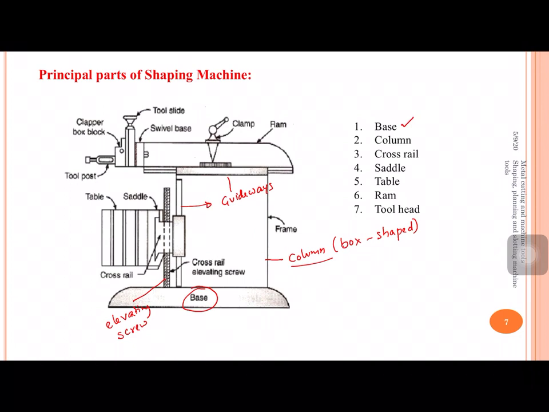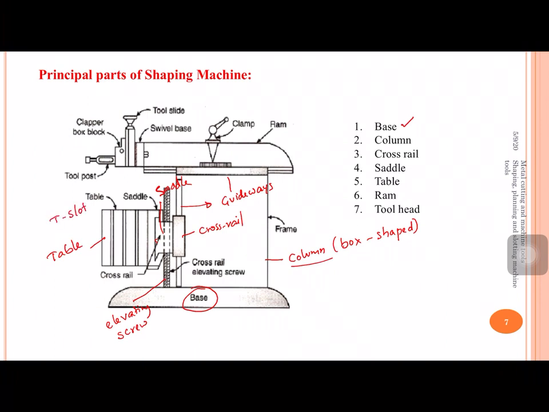On the top guideways, this ram is going to have the reciprocating motion, and at the front guideways you can see there is a cross rail. This is called the cross rail. The cross rail is placed on the front guideways. On the front of the cross rail we will place this saddle. This is called the saddle. On the front of the saddle we can place this table, and the table is provided with T-slots.